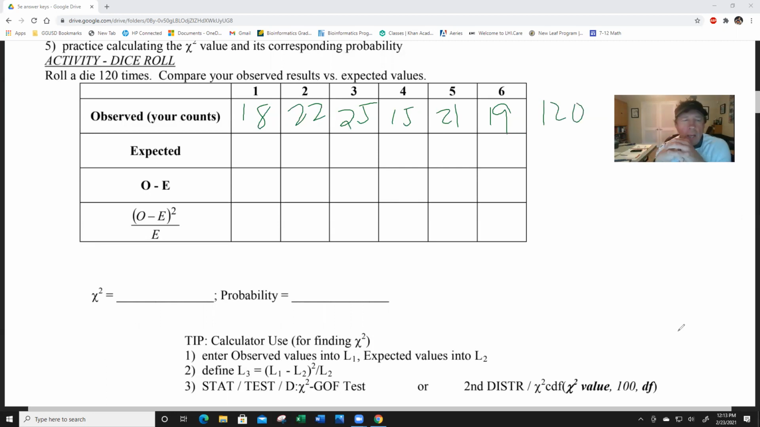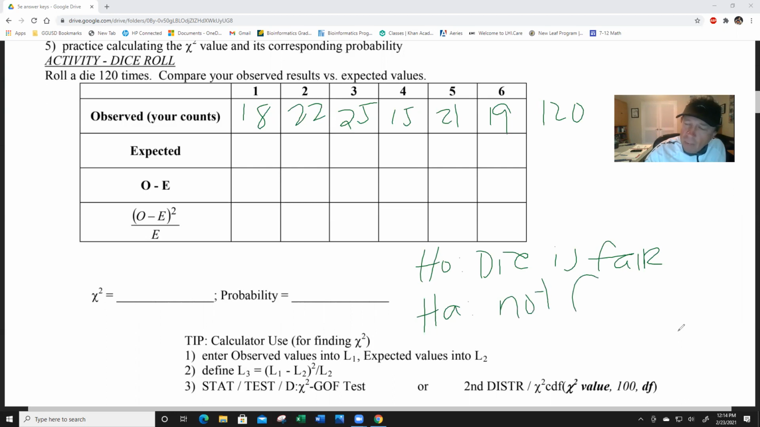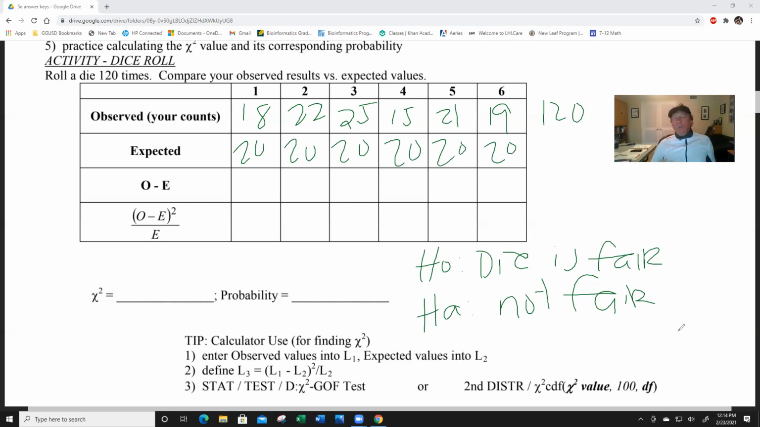If I rolled 120 times, how many would I expect? And the expected assumes HO is true. And HO in this case will be the die is fair. Okay, the die works. HA will be the die is not fair, it's unbalanced. So if you assume HO is true, then you're expecting 20 each. Now, expected doesn't mean it will happen. It means that would be the average. Great. Now, just looking at these, do those look vastly different? If you got 18 ones and 22 twos and 25 threes, etc., would you think something's wrong with the die? It doesn't look that off to me. But let's see how off it is, and we're going to turn it into a p-value.